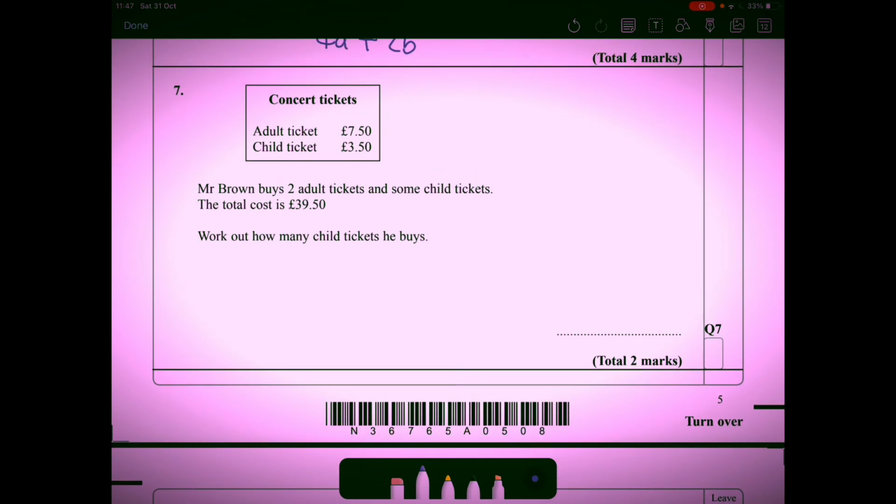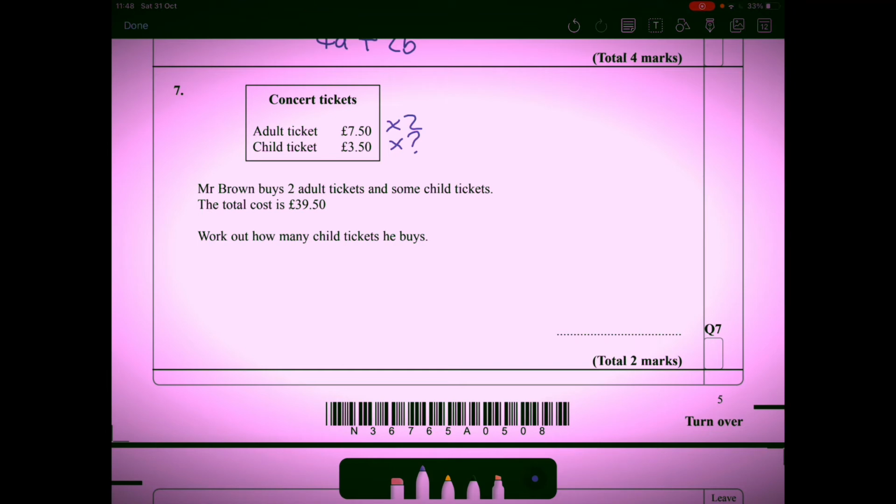Concert tickets. Mr. Brown buys 2 adult tickets and some child tickets. The total cost is £39.50. Work out how many child tickets he buys. There's 2 ways of doing this: trial and improvement, or kind of an algebraic way of doing things.